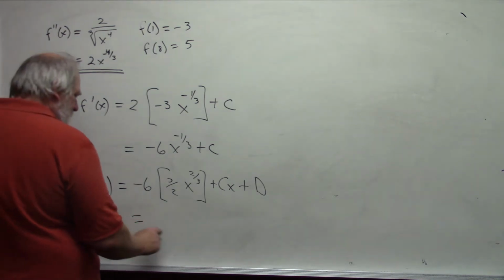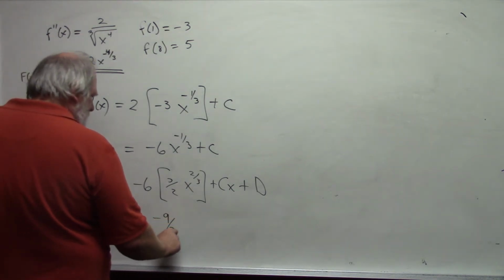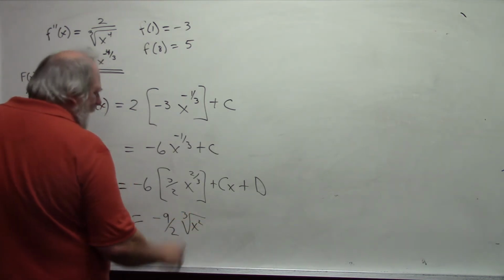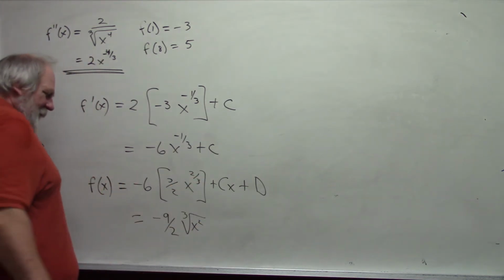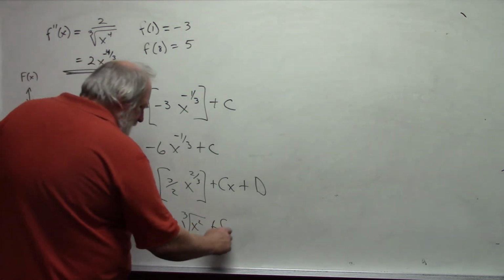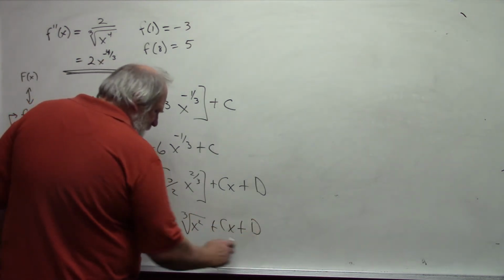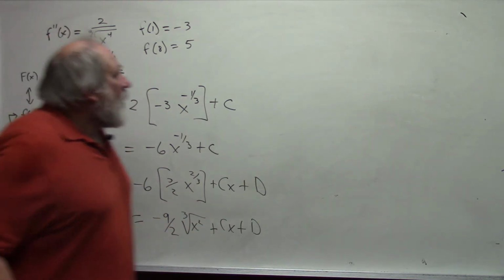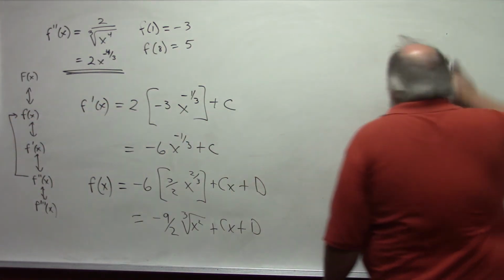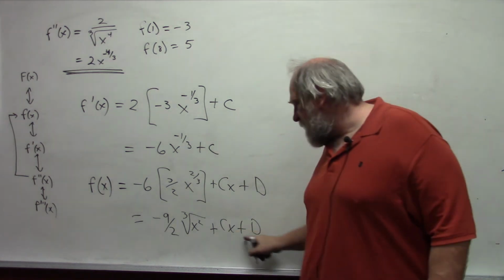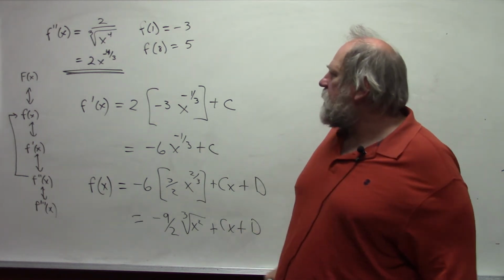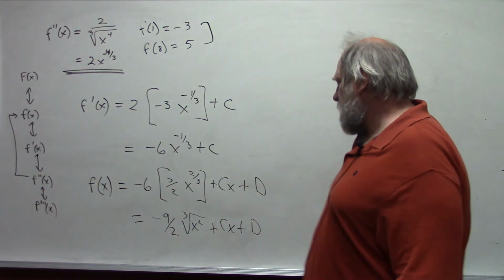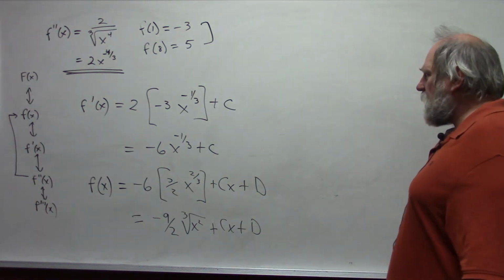And so then I get negative 9/2 times the cube root of x squared. I could have left this as x to the 2/3. Either way is fine. Plus cx plus d. I changed it because I'm going to put in numbers. And now notice I have two values, c and d, I need to deal with. That's why I have two initial conditions, because I had to take two antiderivatives.